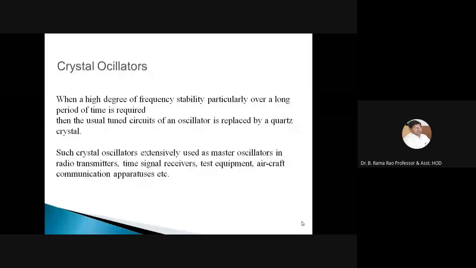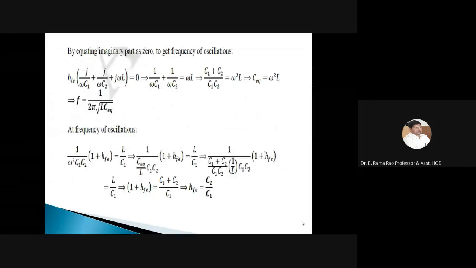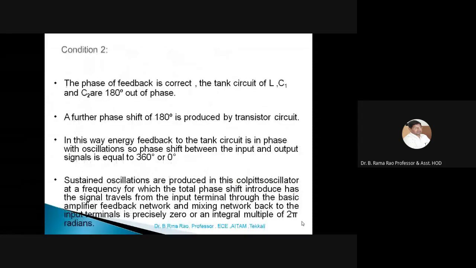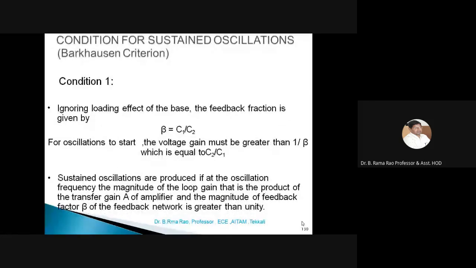How to derive an expression for the frequency of oscillations, and what is the condition for the frequency of oscillation. So these are the things which we have discussed earlier, and also we saw the conditions for sustaining the oscillations according to the Barkhausen criteria. So what is the Barkhausen criteria? How is the Barkhausen criteria satisfied in this Colpitts oscillator?